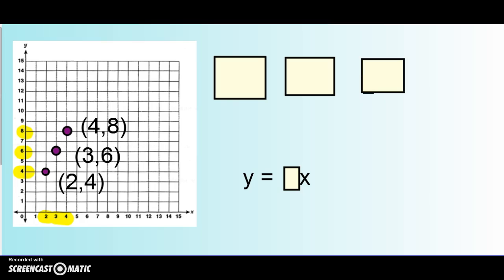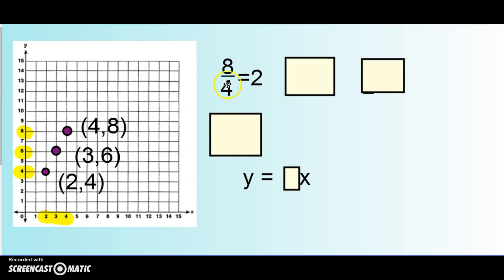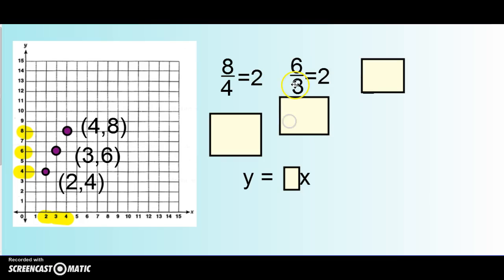All right, looking here at the graph, you're going to create ratios from y to x, y to x, y to x. So let's just really quickly. Y to x, 8 to 4, the direct variation is 2. 6 to 3, the direct variation is 2. And 4 to 2, I'm just comparing the y's to the x's, looking at the graph here.